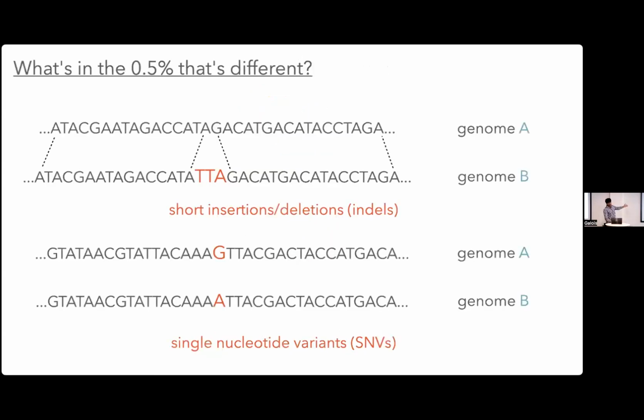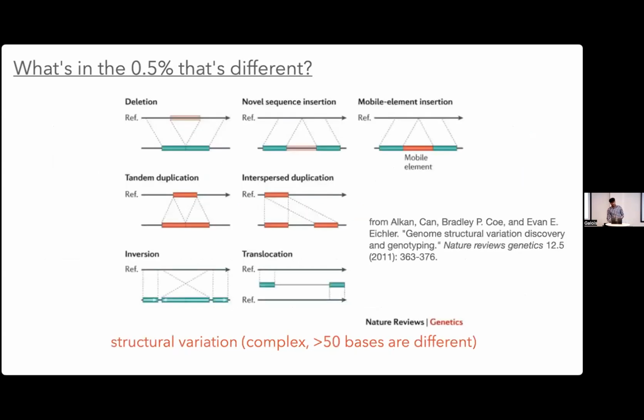So 99.5% identical between any two individuals. What's in that 0.5% that's different? Well, there are short insertions and deletions of sequence in one genome with respect to another. And there are single nucleotide variants, differences of a single base in a stretch of otherwise identical sequence. But there's also more involved variation. Structural variation is defined as divergence of more than 50 bases in one genome with respect to a reference genome.